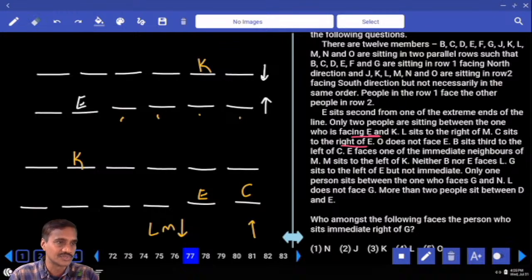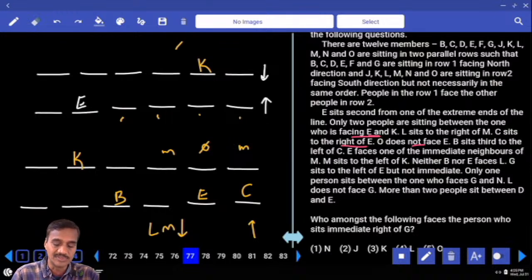First, let us concentrate on this. Now, if it is invalid, then we need to focus on this. Next one, O does not face C, and O cannot be at this place. And B sits to the left of C. Now, B sits to the left of C. E faces one of the immediate neighbors of M. Hence, M can be either here or here. There are 2 possibilities.